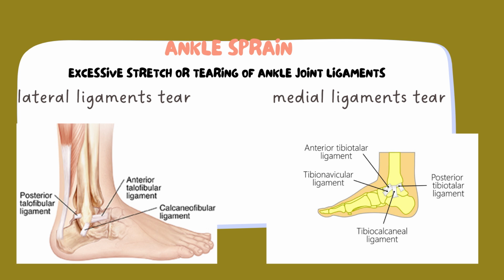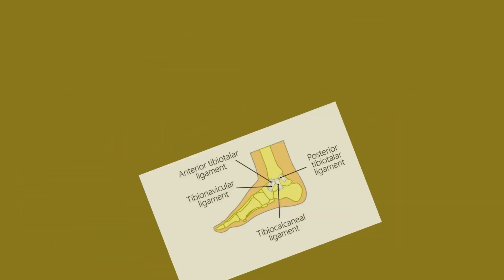In a lateral ligament sprain, which affects the ligaments on the outside of the ankle, including the anterior talofibular ligament, posterior talofibular ligament, and calcaneofibular ligament. On the other hand, a medial ligament sprain impacts the ligaments on the inside of the ankle, such as the anterior tibiotalar ligament, posterior tibiotalar ligament, tibionavicular ligament and tibiocalcaneal ligament.